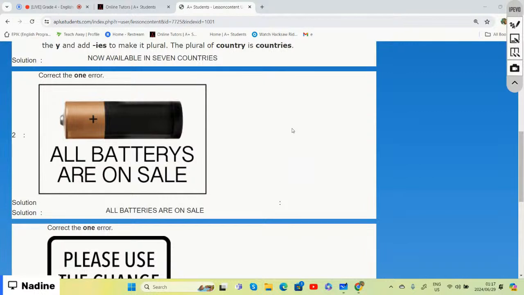All right, look at this one also. It says all batteries are on sale. Can you identify and correct the one error? The one error. Correct the one error. We have a battery and it says all batteries are on sale.